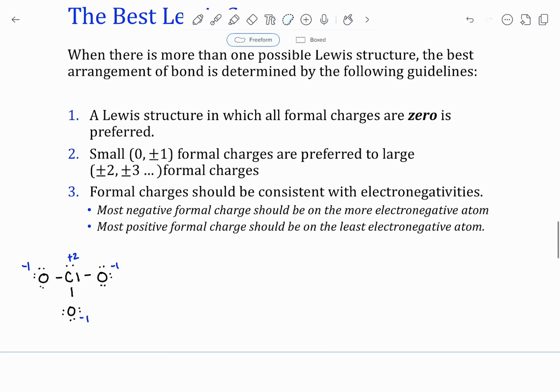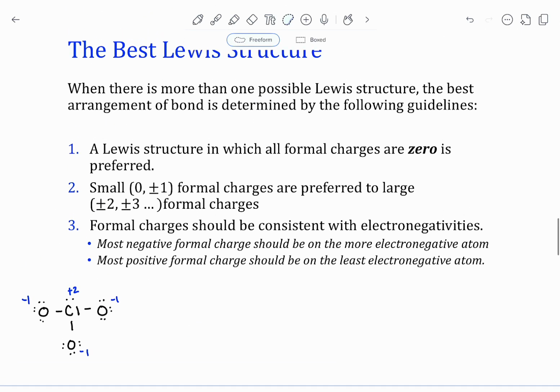Okay, so when there is more than one possible Lewis structure, the best arrangement of the bonds is determined by the following guidelines. Now these are guidelines, so we want to follow them as closely as possible, as we know there's always going to be exceptions to these rules. So a preferred structure is where we have a formal charge on each atom that is 0. So our NF3 that we showed earlier had all formal charges of 0 on each of those atoms. So that would be the perfect Lewis structure because each formal charge is 0.